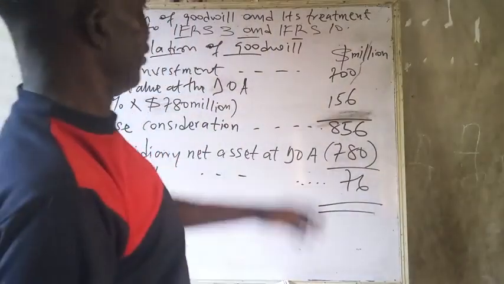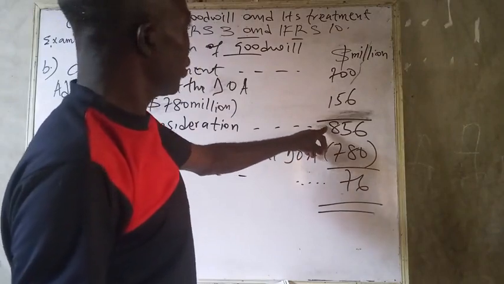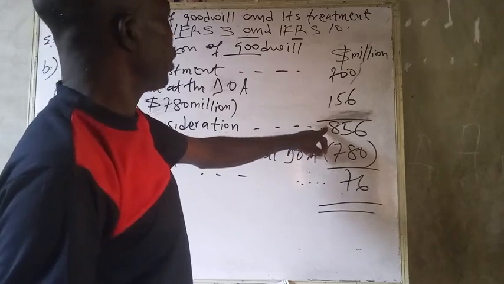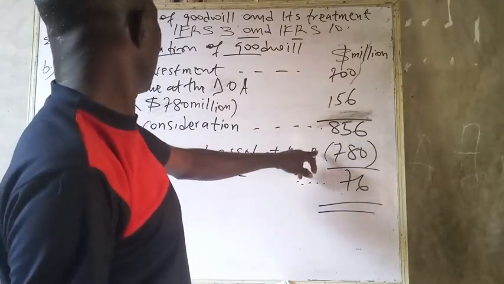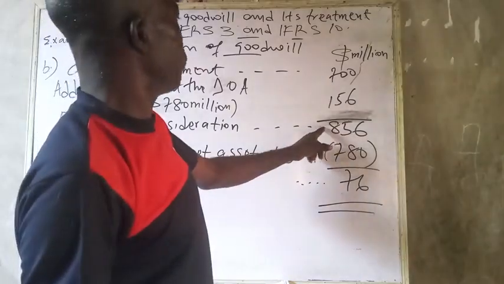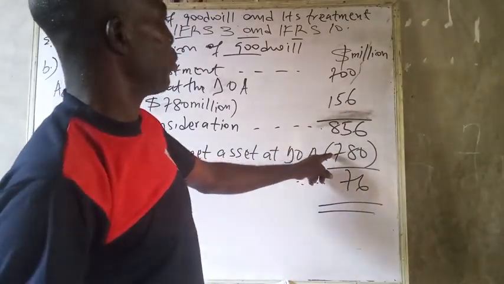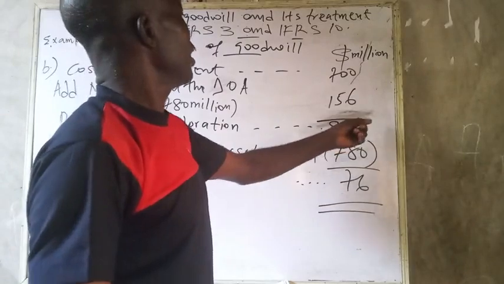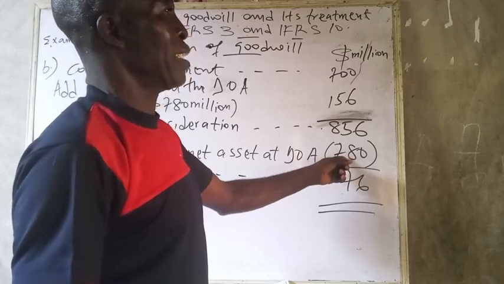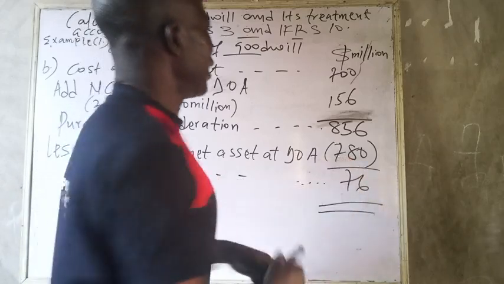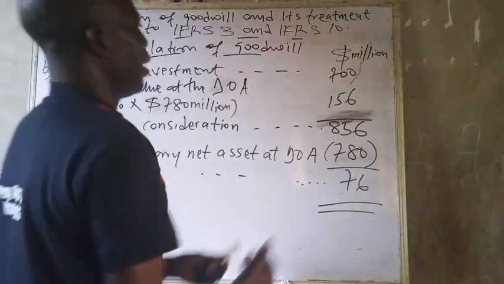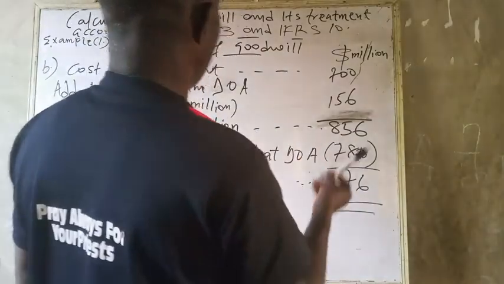For your understanding, the amount that the parent company paid to acquire the subsidiary company, the subsidiary net asset, which is 780 million, is higher than what? Than the net asset value. So the excess, the extra figure here, is what we call goodwill, that he paid to acquire the subsidiary company.